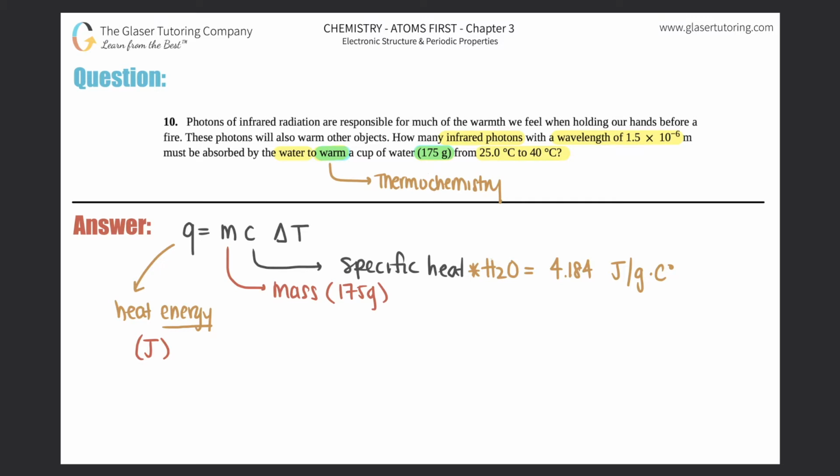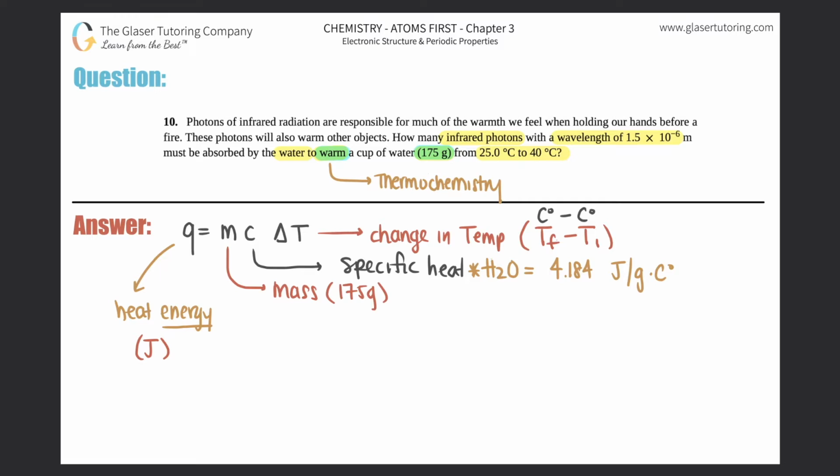And then delta T is the change in temp. For this formula, it will be final temp minus initial. A change is always final minus initial. And since the specific heat is in units of Celsius, we don't have to convert to Kelvin. So this would just be the final Celsius minus the initial Celsius.